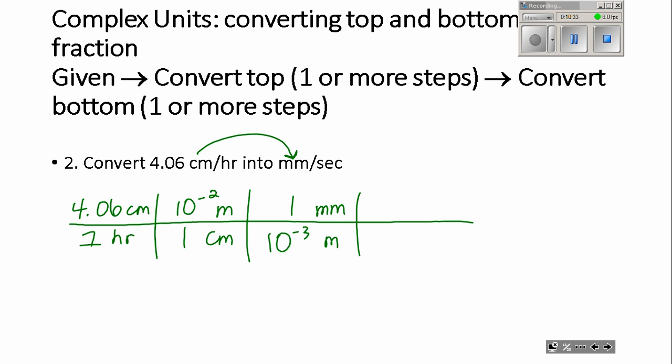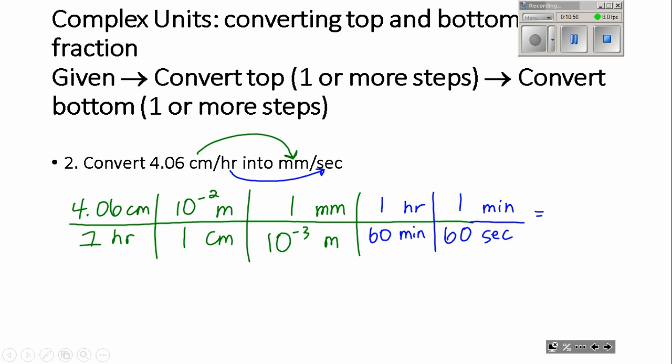Then what we have to do is work to get from hours to seconds and convert that bottom unit. So we're going to go hours to minutes, again, because we don't think about how many seconds there are in an hour. So in 1 hour, we have 60 minutes. Now we've gotten rid of hours, we need to go from minutes to seconds. And we know that in 1 minute, we have 60 seconds. We've done a lot of steps here, but we've gotten all these equivalent factors in. We've canceled out all the units that we needed to cancel out, and I'll show you that now.